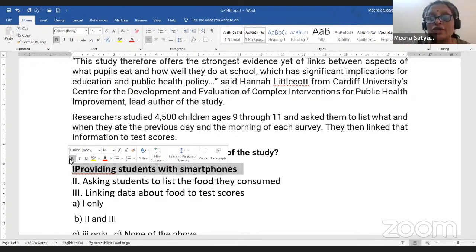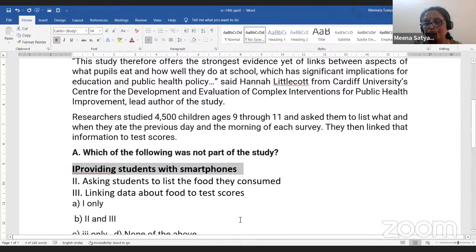The whole passage is about food. The whole passage is about linking how children performed when they had their breakfast to children who did not have their breakfast. So it is a direct link and that's the study. There's nothing to do with smartphones. So what was not part of the study was providing students with smartphones. So simple. Yes, next.